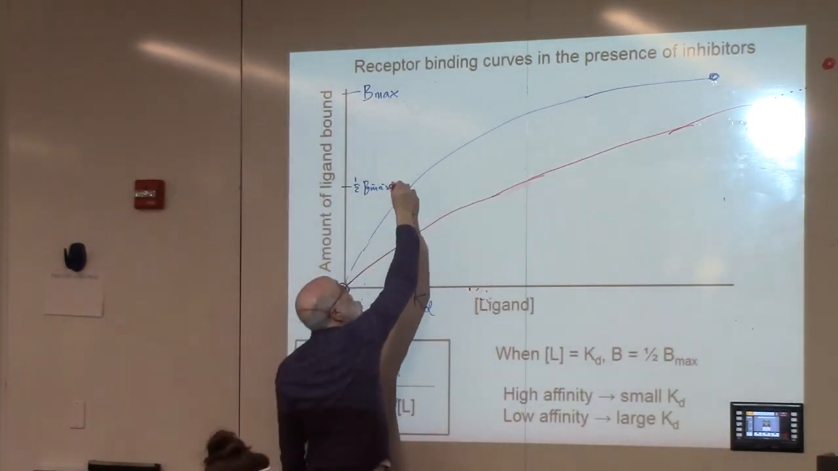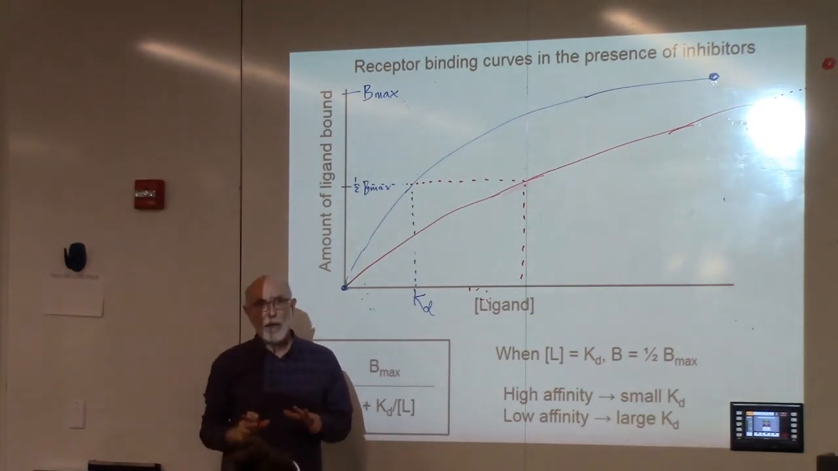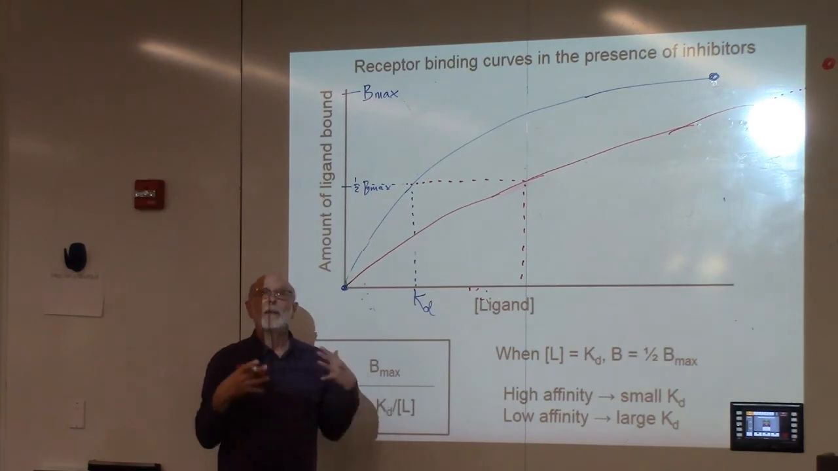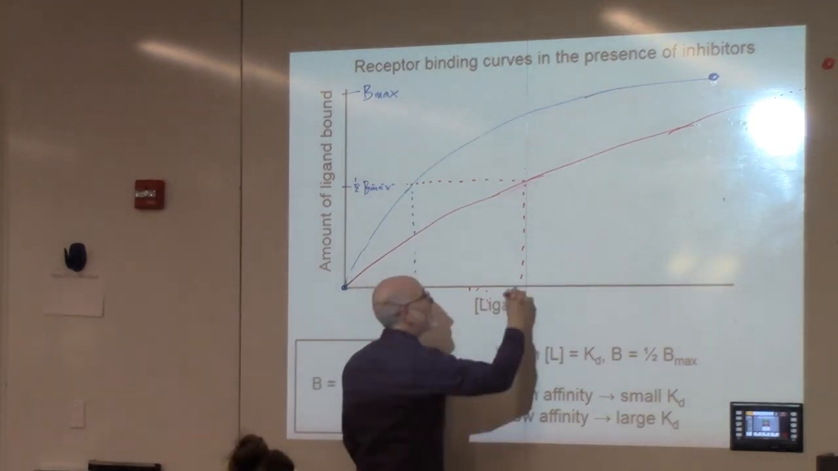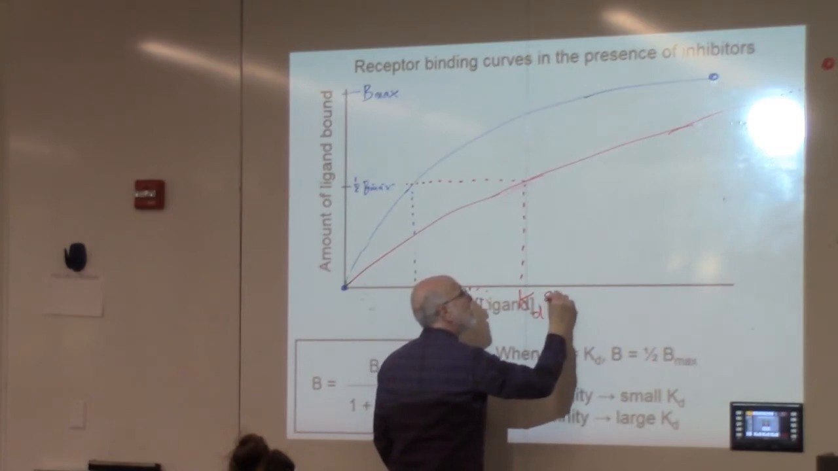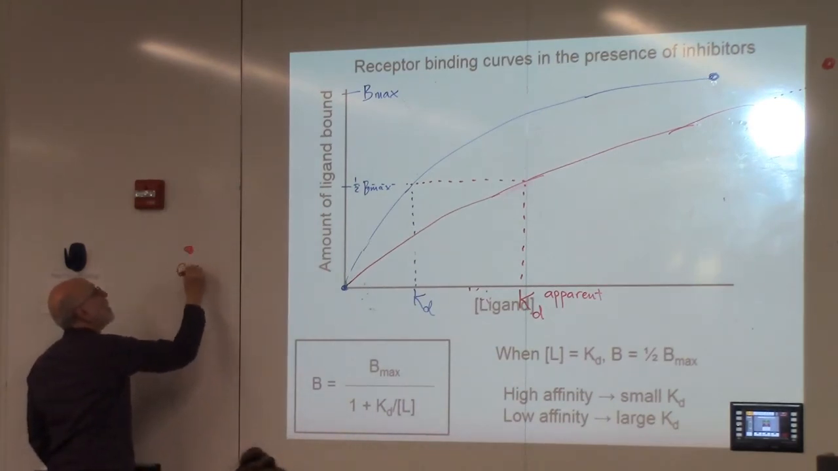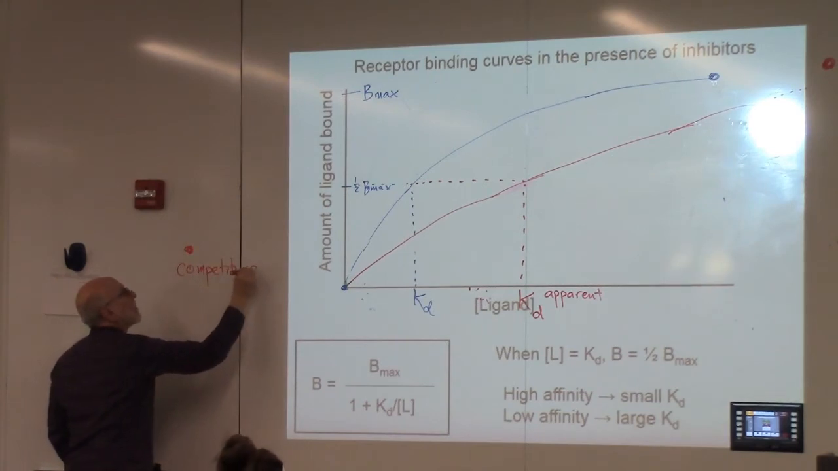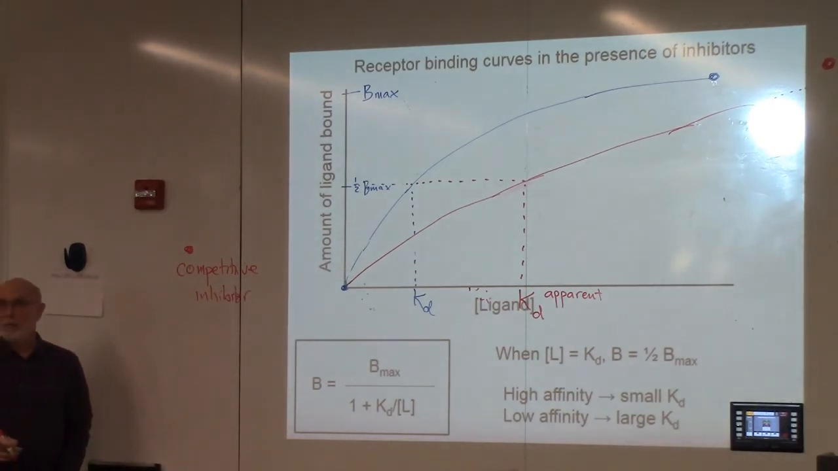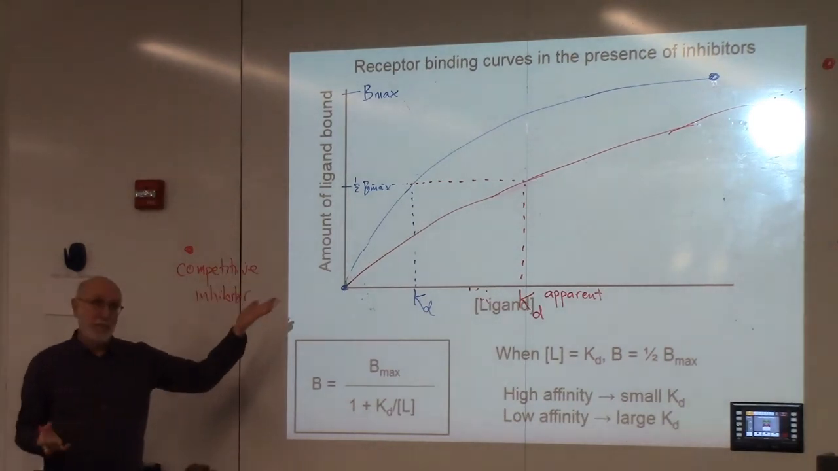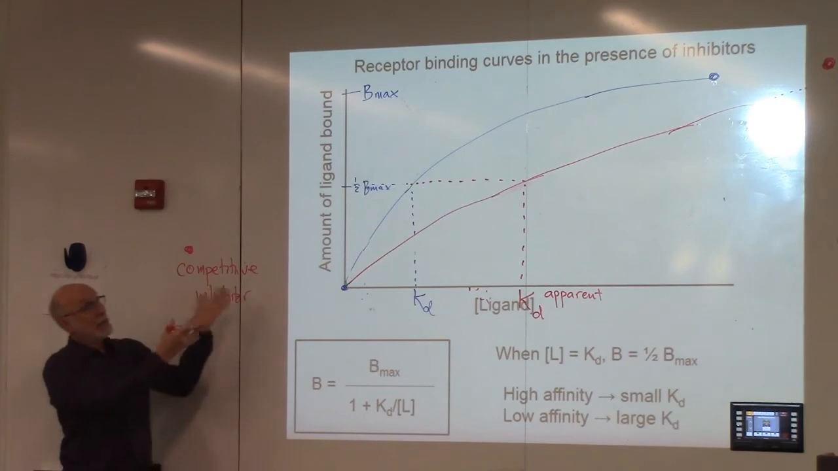But now you can see that in the presence of the inhibitor, remember this is not a different receptor, this is the same receptor binding the same ligand, but in the presence of the competitive inhibitor, the apparent KD, the KD that you measure, appears higher. The Bmax appears the same, it is the same, but the apparent KD in the presence of the inhibitor is higher. And that's how you know it's a competitive inhibitor, because it behaves like this.